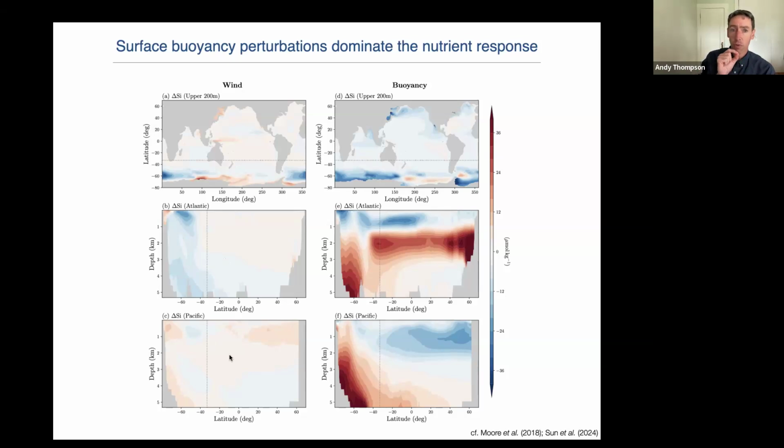And we ran experiments where we did both a wind perturbation, so going back to my upper cell conundrum before, a strengthening of the winds in the Southern Ocean. And also on the right-hand side, a buoyancy perturbation that mimics a shutdown or a weakening at least of the overturning in the Atlantic. And I think what you can see pretty clearly from these lower panels is that the largest changes in the silicate concentration do not come from the wind perturbations, but rather come from the buoyancy perturbations.